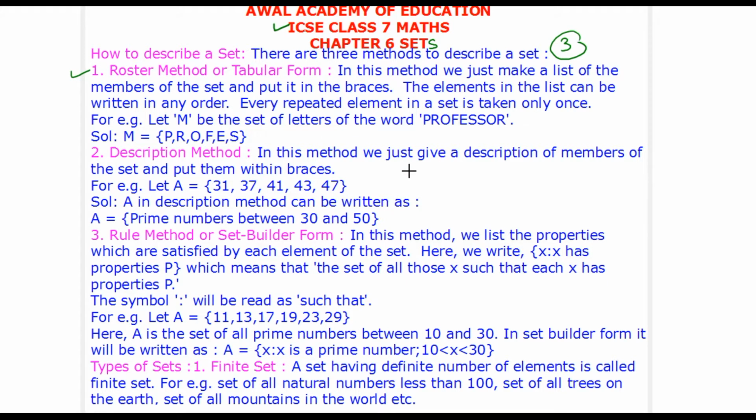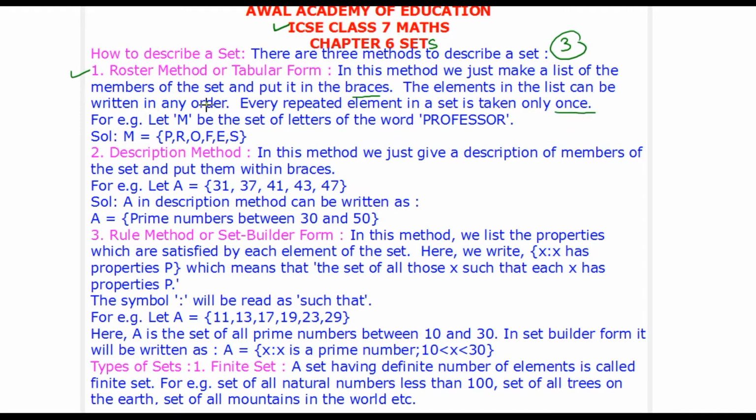In this method we just make a list of the members of the set and put it within braces or brace brackets. The elements in the list can be written in any order, irrespective of their order. If any word or letter repeats, it is taken only once, right?